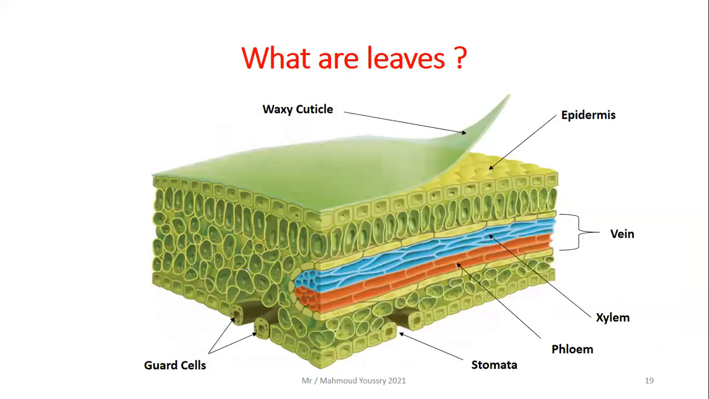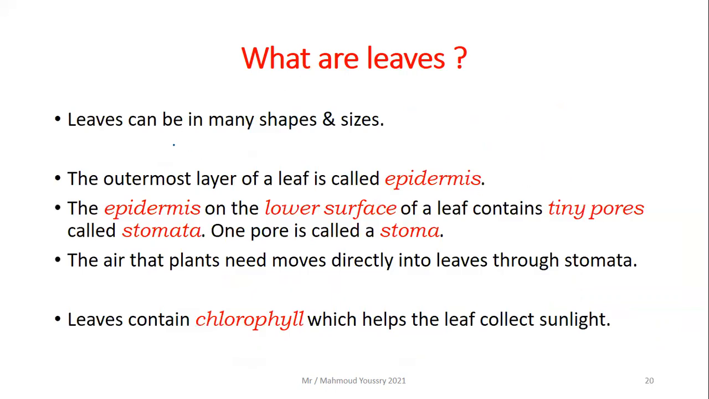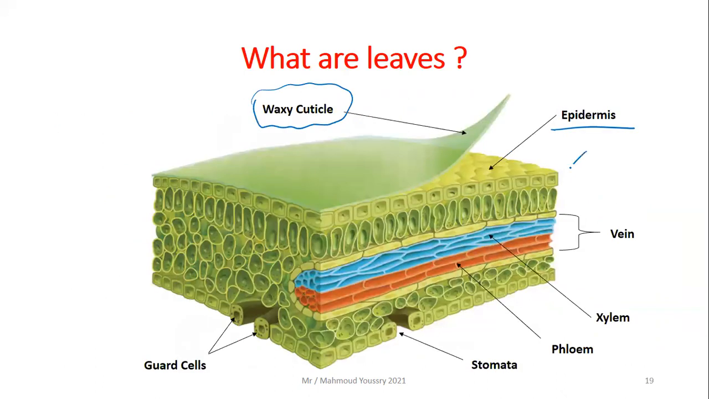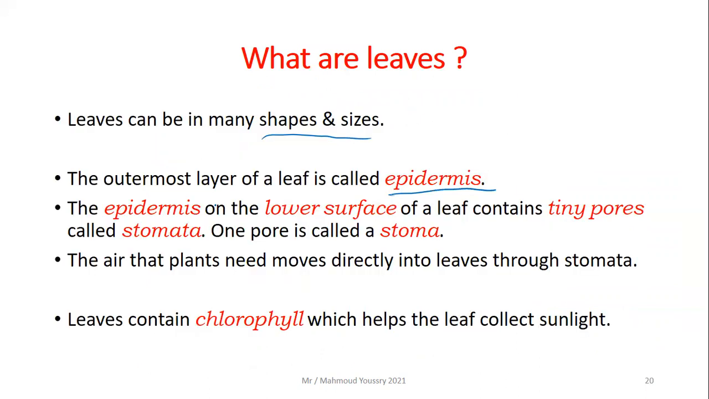Then we move to the leaves. This is a very important part. As you can see, the leaf is covered by an outer covering, the waxy cuticle, then the epidermis. Leaves can be in many shapes and sizes, yes, for sure. The outermost layer of a leaf is called epidermis. The epidermis on the lower surface of a leaf contains tiny pores. They are called the stomata.